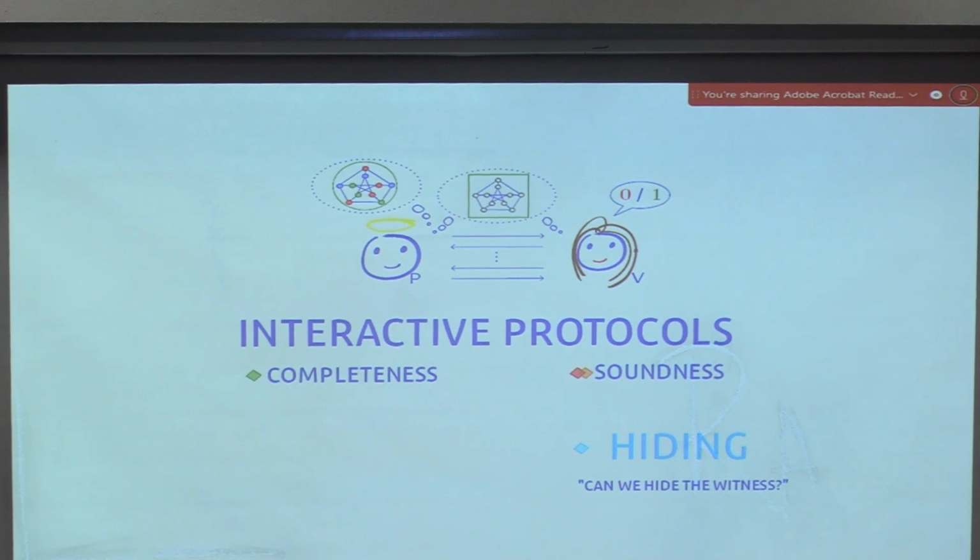The second property we are interested in is hiding. That's what you were talking about, zero knowledge. Shruti talked a lot about zero knowledge. We are interested in a weaker notion of hiding called witness indistinguishability. It's just a different way of framing whether information about the witness is hidden.